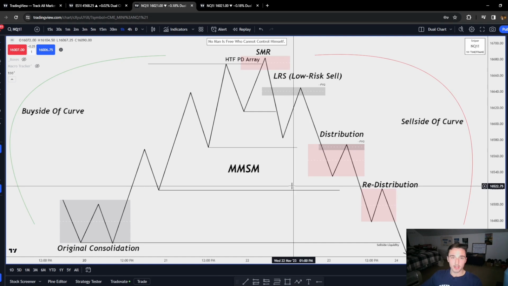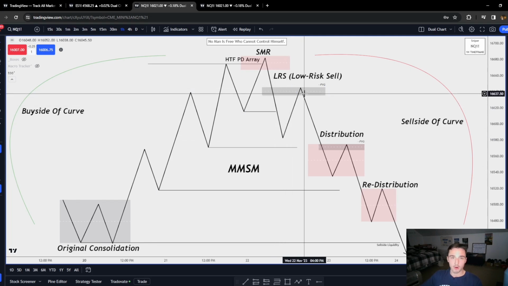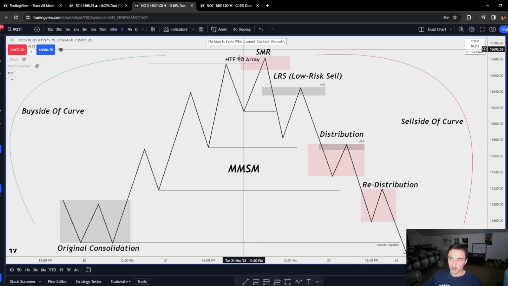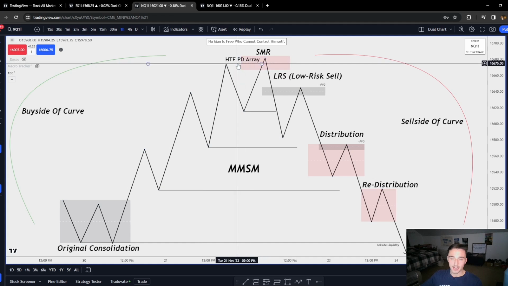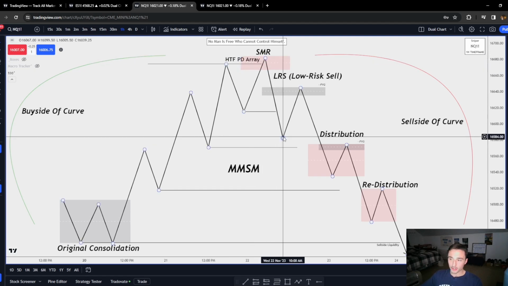Whenever we are in a market maker sell model, we want to see up close candles getting rejected by price. So every up close candle that is created inside of the market maker sell model, we want to see price reject away from it. So right here, we get our smart money reversal inside of a higher time frame fair value gap, an old high, an order block, whatever it may be. We get our market structure shift to the downside.